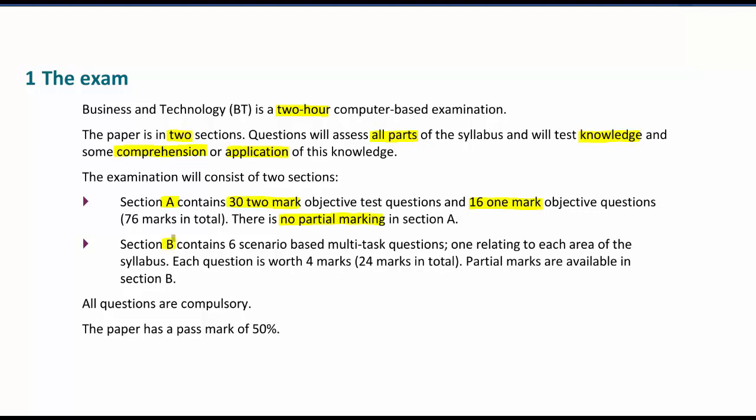Then Section B contains 6 scenario-based questions, and these are called multitask questions because they'll have a number of parts. Each question will relate to a different area of the syllabus, and each question is worth 4 marks, which makes up 24 marks in total. The good news about Section B is that there are partial marks available for each question if you get some bits right and some bits wrong. All questions are compulsory, so no choice, and the paper has got a pass mark of 50%.